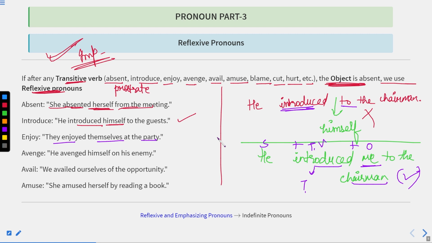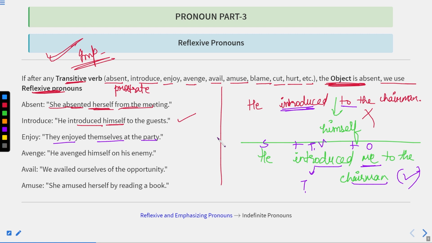For example, if I say they enjoyed the picnic, enjoyed is a transitive verb, and what did they enjoy? They enjoyed the picnic. So the picnic is the object. Therefore, the sentence is correct. But if I say they enjoyed in the picnic, the sentence will be incorrect. Why, sir? Because what did they enjoy? Here it is written they enjoyed in the picnic, but what did they enjoy? So that sentence will be incorrect. It can be rectified by applying the reflexive case: they enjoyed themselves in the picnic. Then the sentence will be correct.